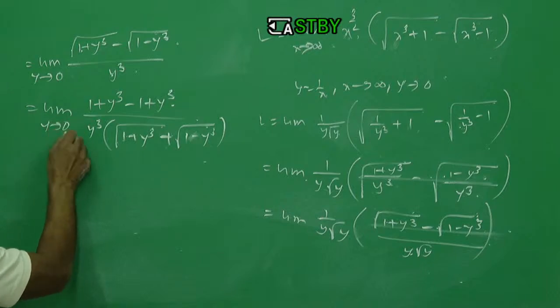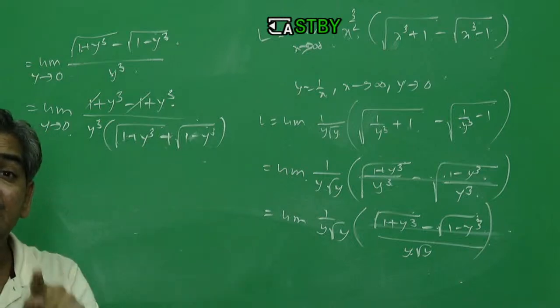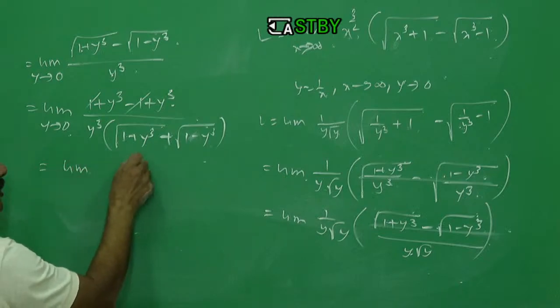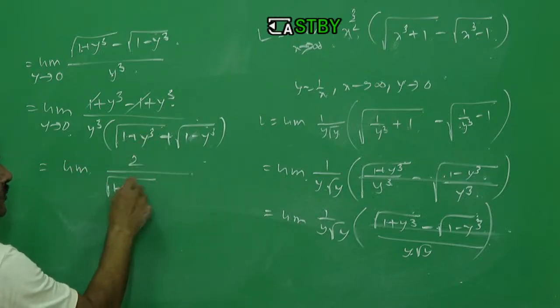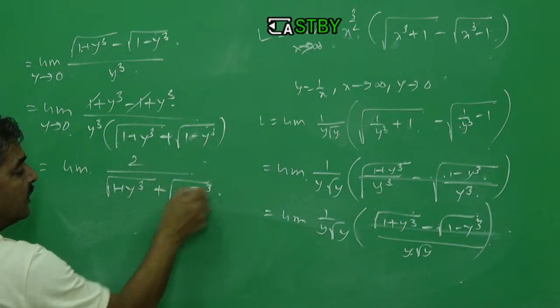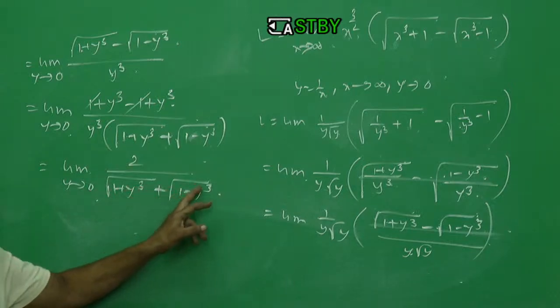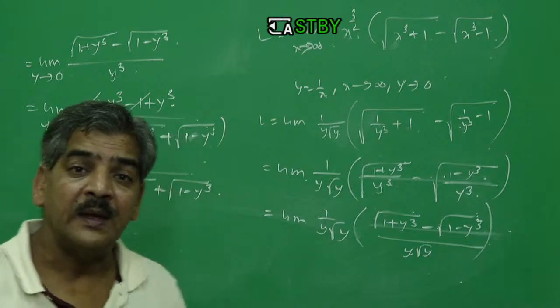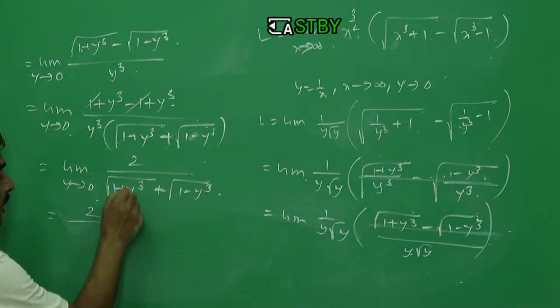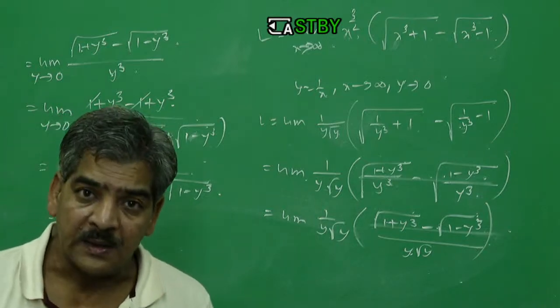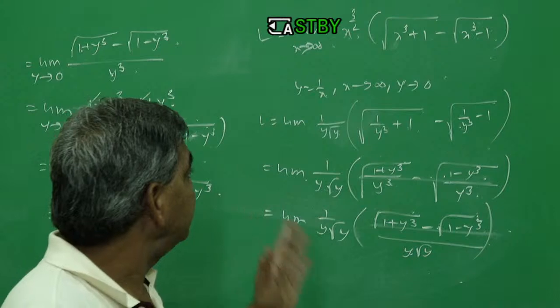Y tends to 0. Now minus 1 plus 1 get cancelled. Y cube plus y cube, that is equal to 2y cube. Y cube and y cube get cancelled. बचा क्या? Limit of 2 upon root of 1 plus y cube plus root of 1 minus y cube, y tends to 0. Okay, now put y is equal to 0, denominator will not be 0, and I evaluated the limit. So this is equal to 2 upon root of 1 plus root of 1, and there's 2 upon 2 get cancelled, that is what 1 is the answer. Okay, so this is something about limit.